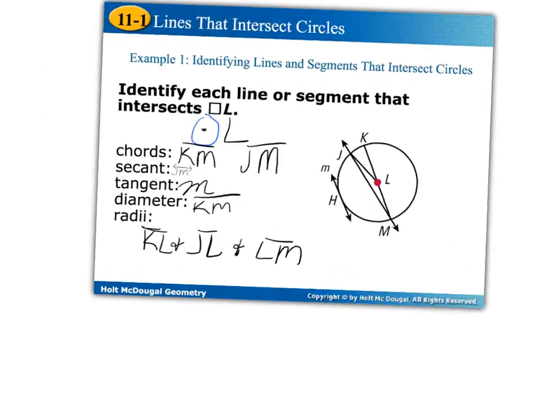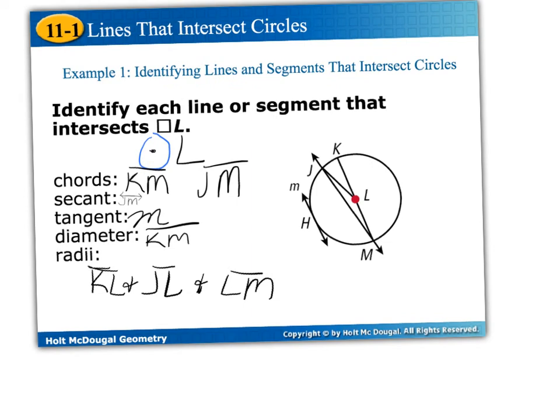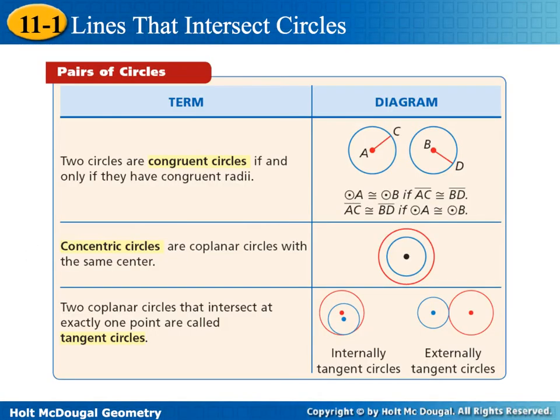Okay, so notice how we have those three different ones. Any point that starts at the center and ends on the circle is a radius. All right, here's another diagram. We've got congruent circles. Two circles are congruent if and only if they have congruent radii.